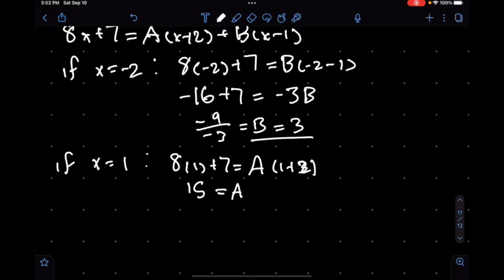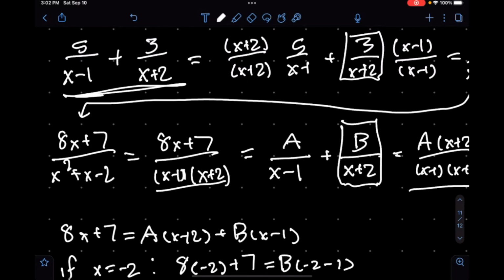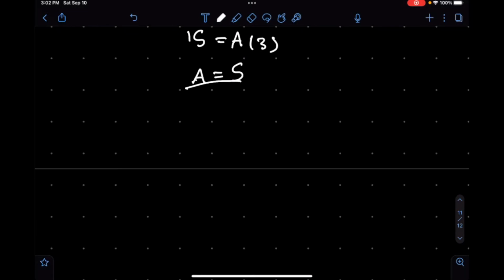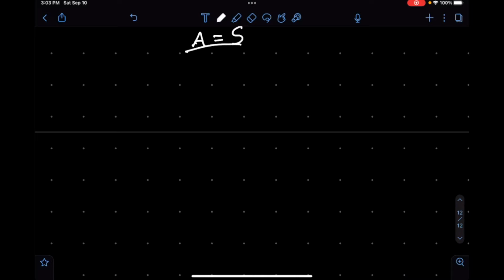Oh, sorry, this is a 2. A times 3. A is equal to 5. Which again matches exactly up with what we had earlier. So this is the general process if you have a polynomial on the denominator that is at most a power of 2. Let's assume you don't have a denominator that is of power 2. In that case, there is a separate process that you want to go through.